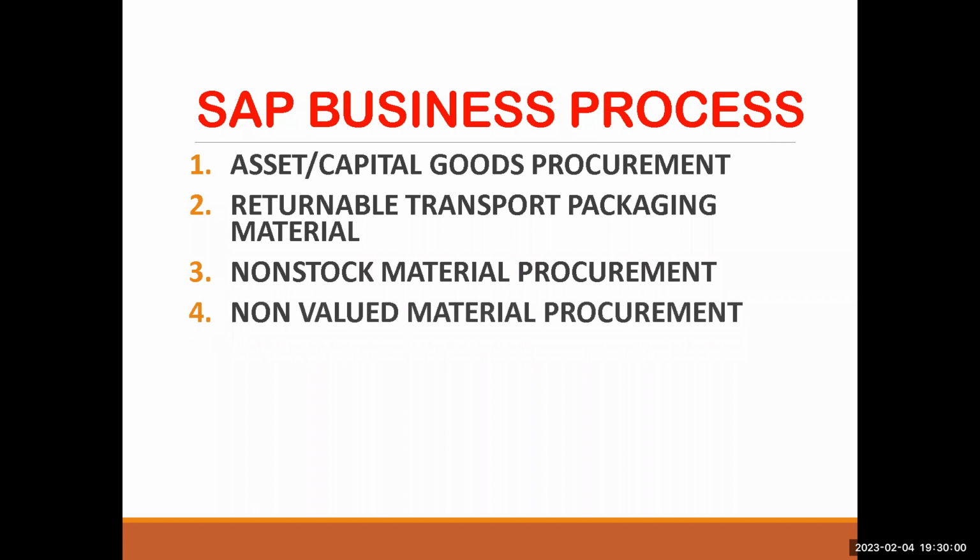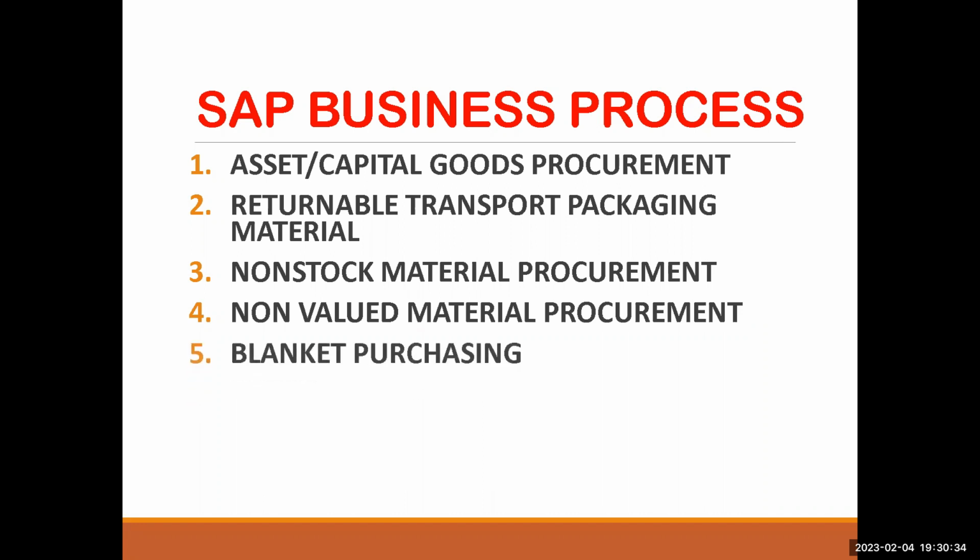Next is non-valuated material. Let's say there are some materials which have very little value. In that case we don't use it as a value update. I'm forgetting the term right now. So basically in some procurement the material value is very less, so we don't update the material value in that. Those kinds of materials are called non-valuated material.